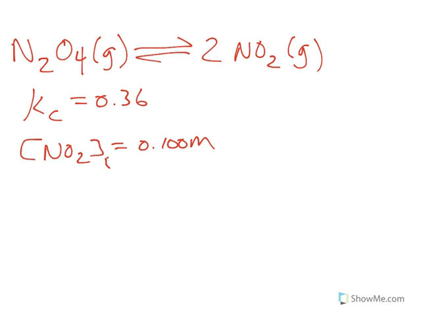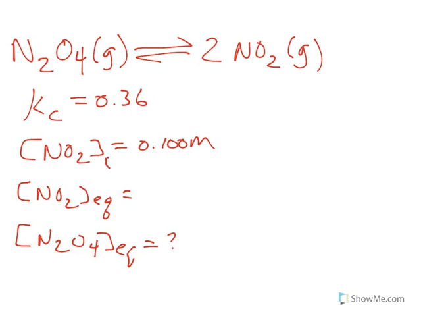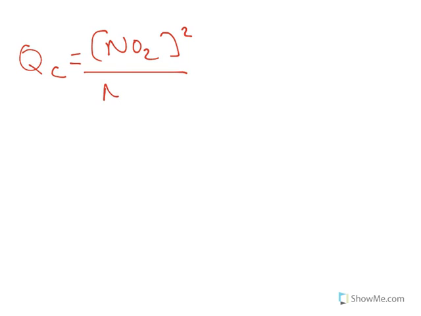Okay, so this is initial. So what the heck are the equilibrium concentrations of these guys? All right? So we're going to go through the same steps we did on that last one. First step was set up your Q expression to figure out where you are. So Qc in this case is equal to the NO2 squared over N2O4.